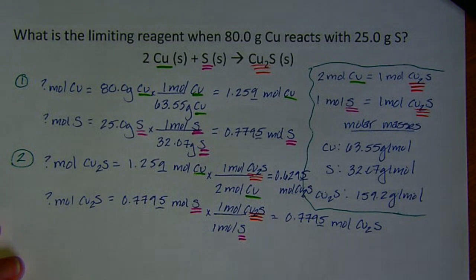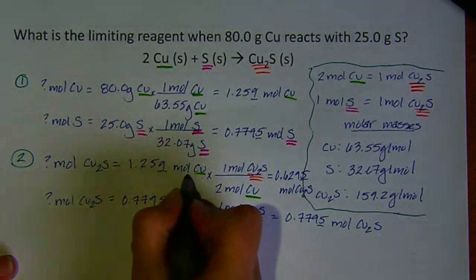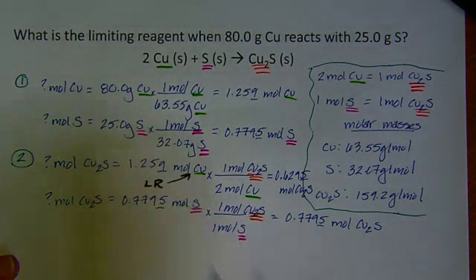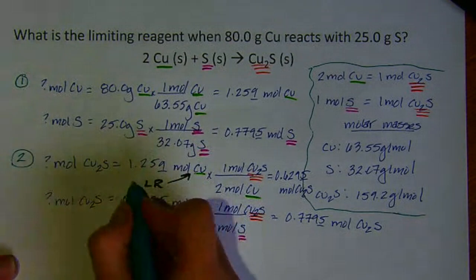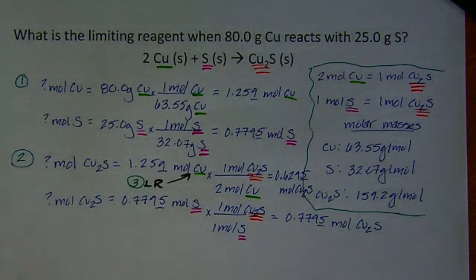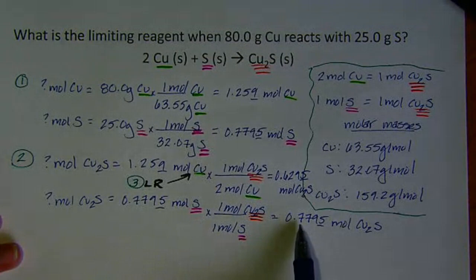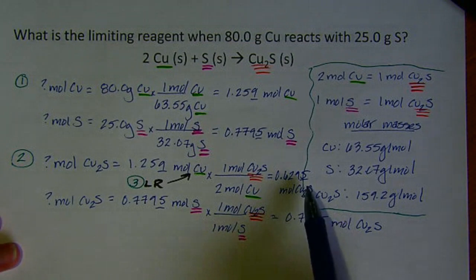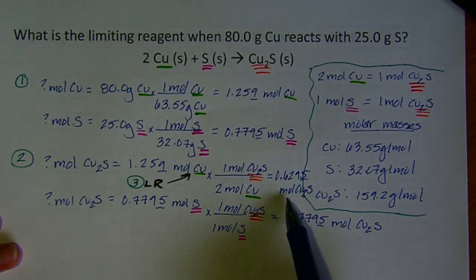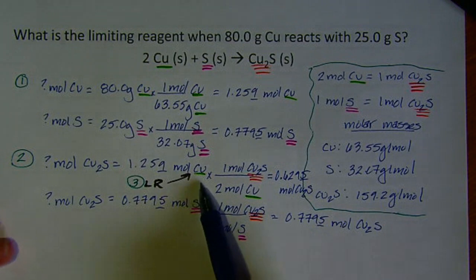So I am going to run out of my copper first. My copper is my limiting reactant because I run out of it first. I have enough sulfur to make 0.7795 moles of copper sulfide, but I don't have enough copper to make that much copper sulfide. I only have enough copper to make 0.6295 moles of copper sulfide. So my copper is my limiting reactant.